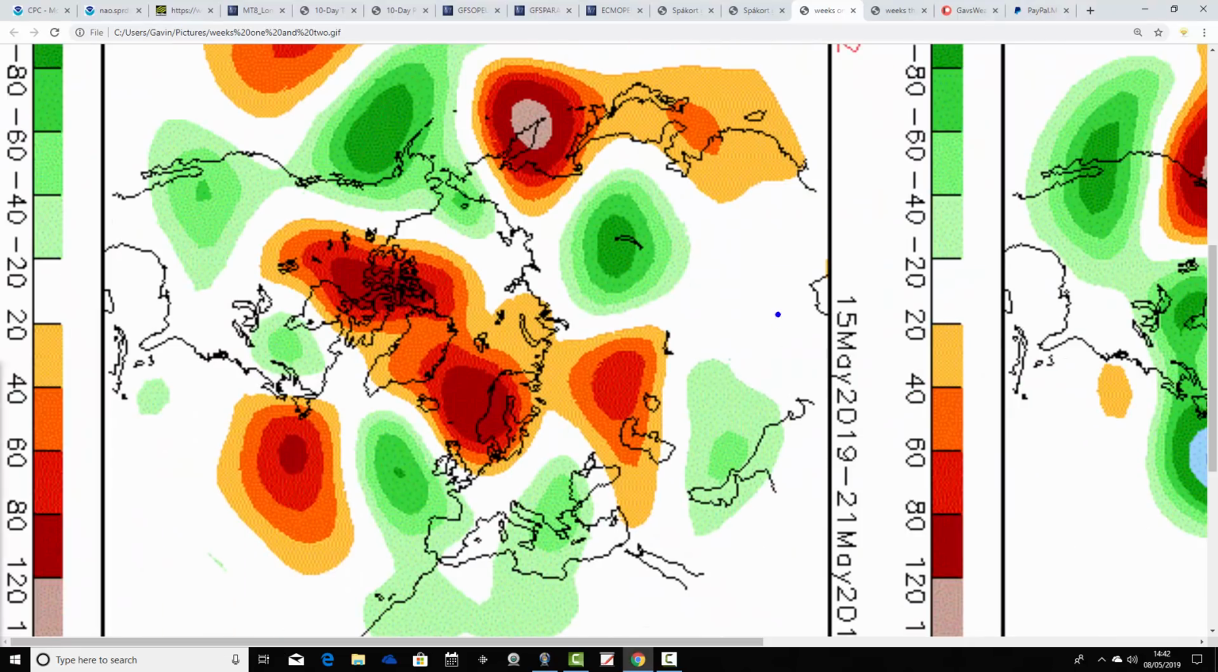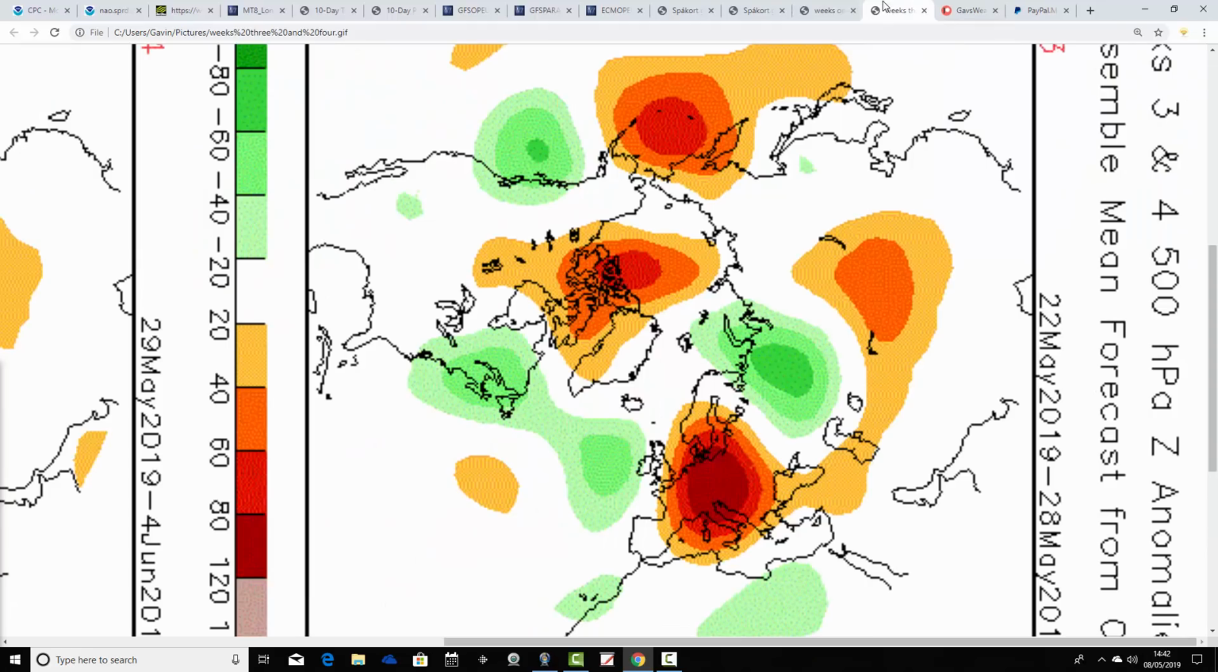Week 2 is the 15th to the 21st of May with above average heights up to our northeast, below average heights to the west southwest. They're bringing in quite warmish, I would have thought, southeasterly type winds, maybe still a bit showery though to the south and the west of the country. Not properly settling down, but certainly turning quite a bit warmer.